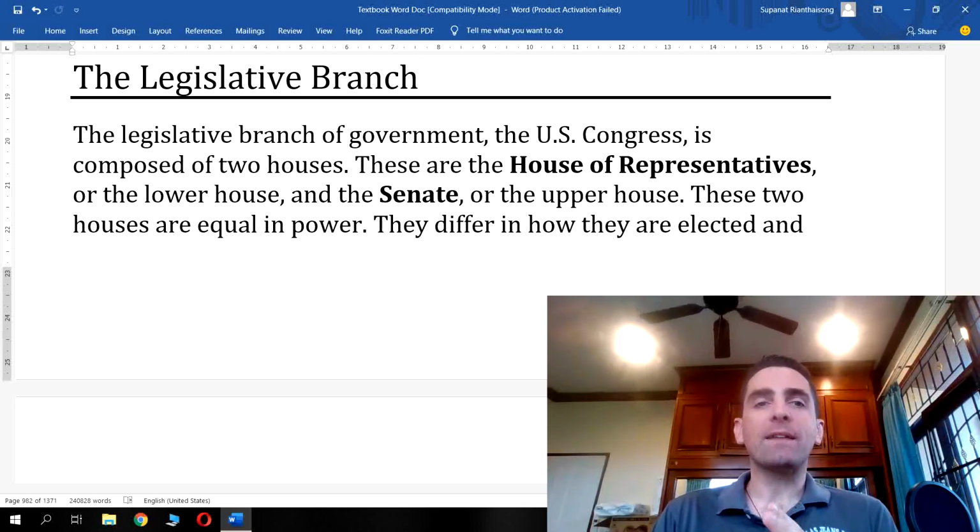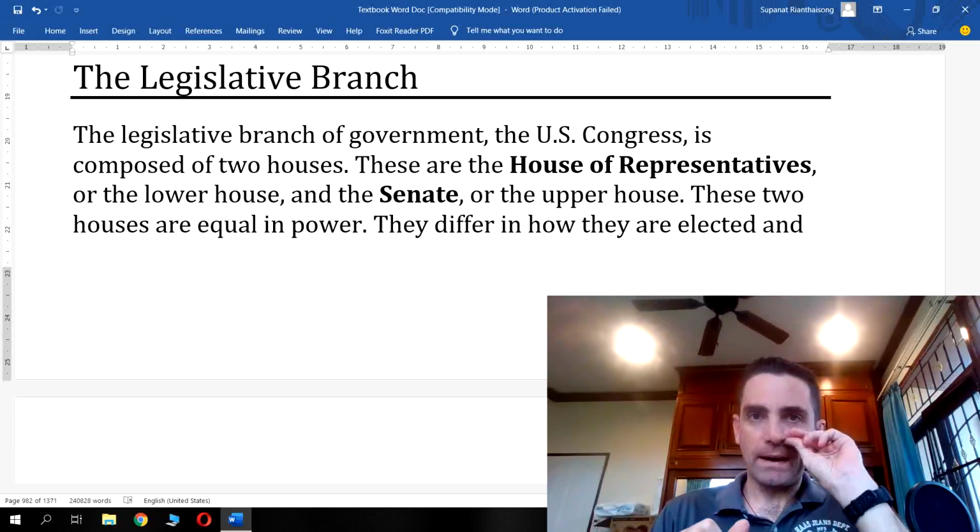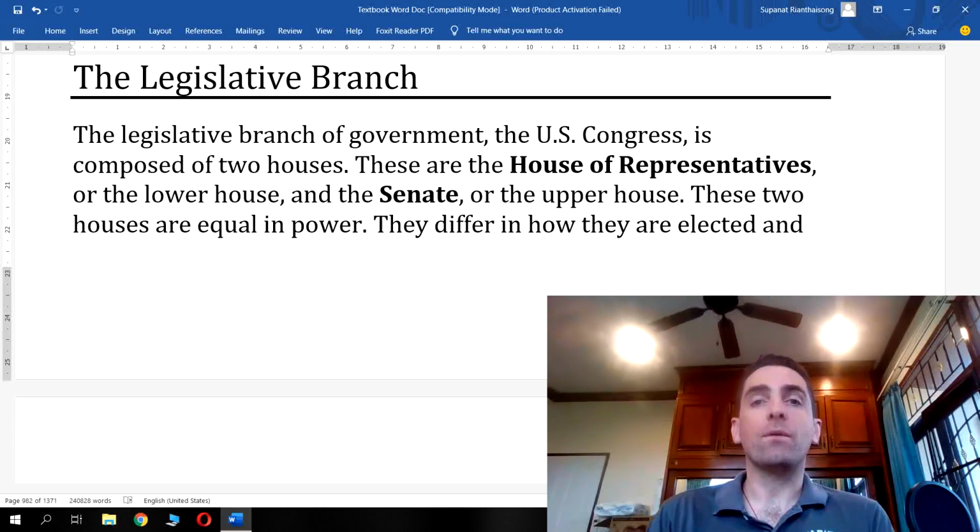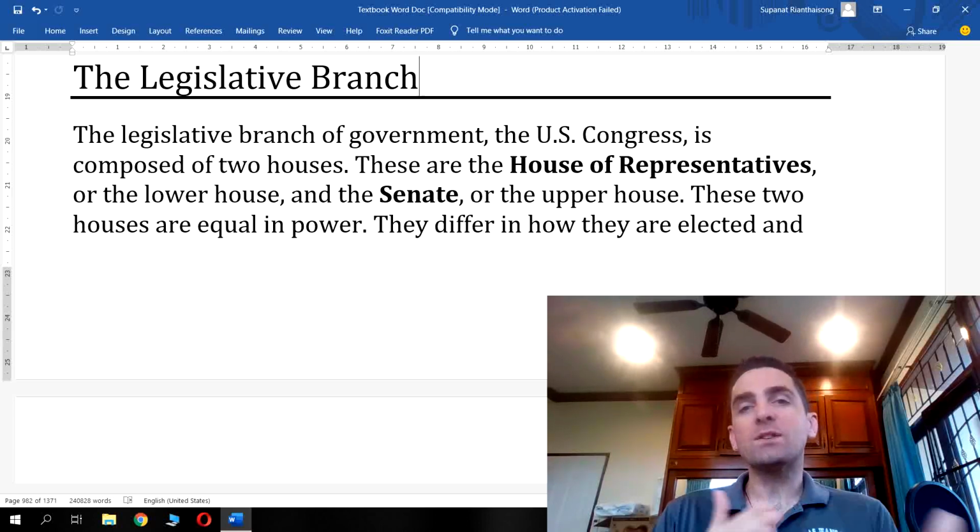In this one, we're going to be looking at the legislative branch. This is the lawmaking body of the US federal government. It's one of the three branches of the US federal government, the other two being the judiciary and the executive. And we discussed those in more depth in video 5.